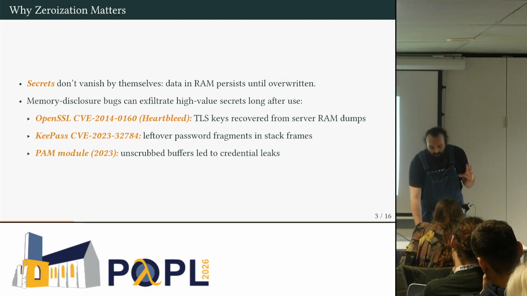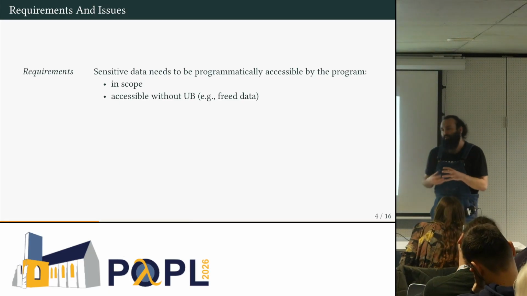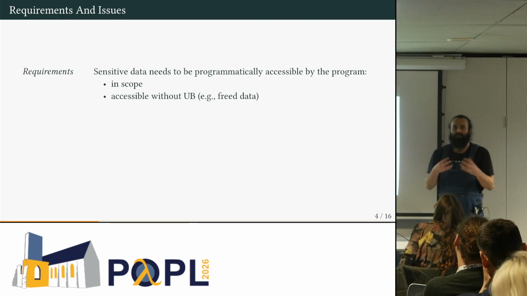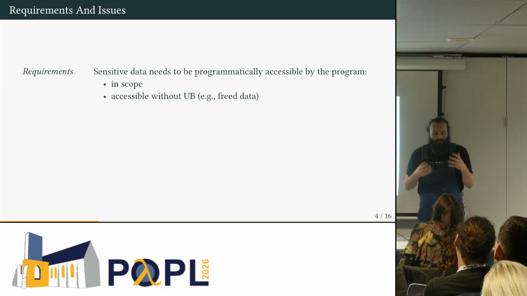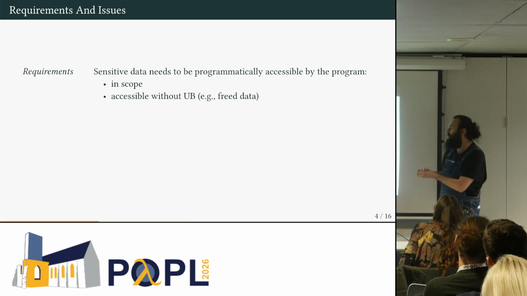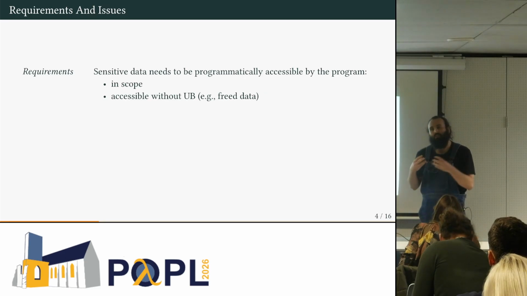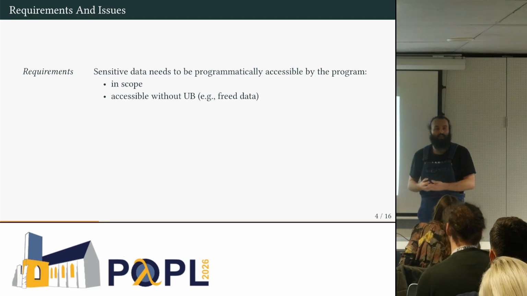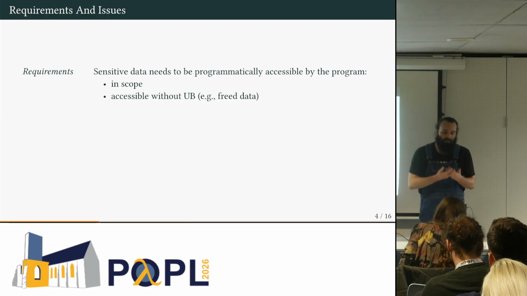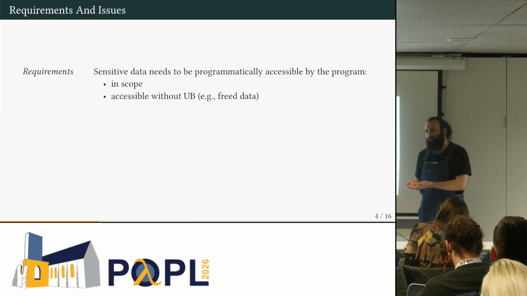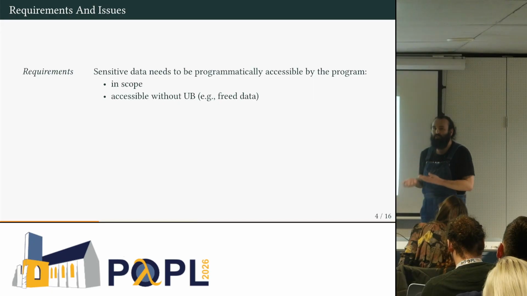In a C program, to be able to erase your data, so to zeroize it, you have some requirements. One of them is that your data has to be programmatically accessible by your program. That means the variables holding those data need to be in scope first, but they also need to be accessible without undefined behavior. For example, you cannot access data behind a freed pointer.